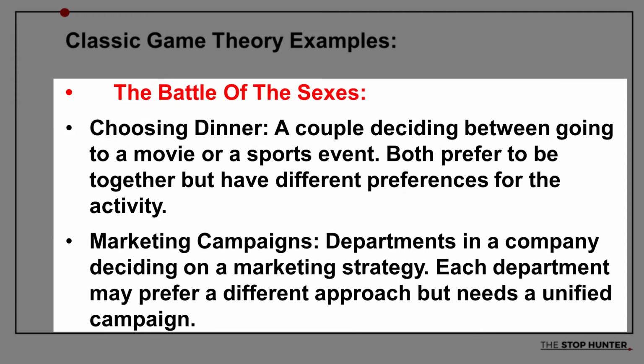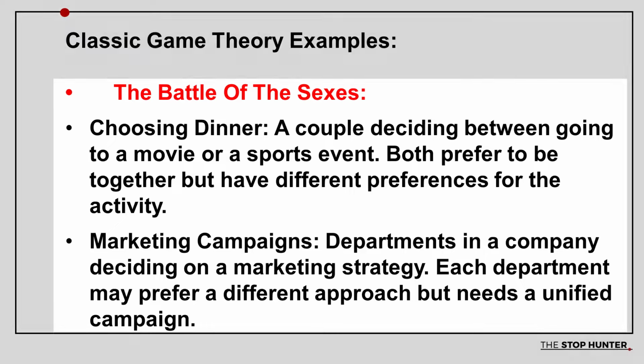Now this one, the battle of the sexes. Here are some examples for you. Choosing dinner. A couple decide between going to a movie or a sports event, but both prefer to be together but have different preferences for the activity. Or take it to a business situation, marketing campaigns. Departments in a company decide on a marketing strategy. Each department might have a different idea. Maybe one wants to use Facebook, maybe one wants to go on the TV. But at the end of the day, it needs a unified campaign for absolute success.